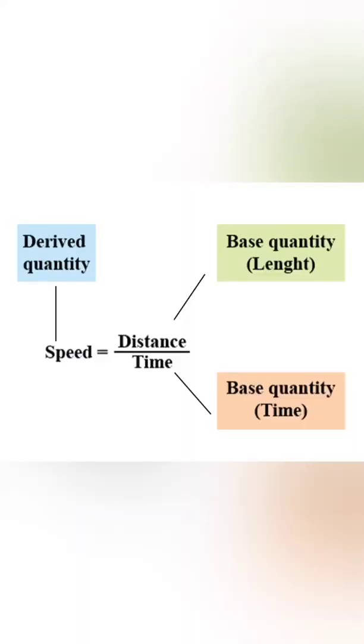We have read that speed of a moving body is the quantity which tells how fast or slow the body is in motion. The speed of a moving body is defined as the distance traveled by the body in unit time. That is, speed is equal to distance traveled divided by time taken. The SI unit of speed is meter per second.